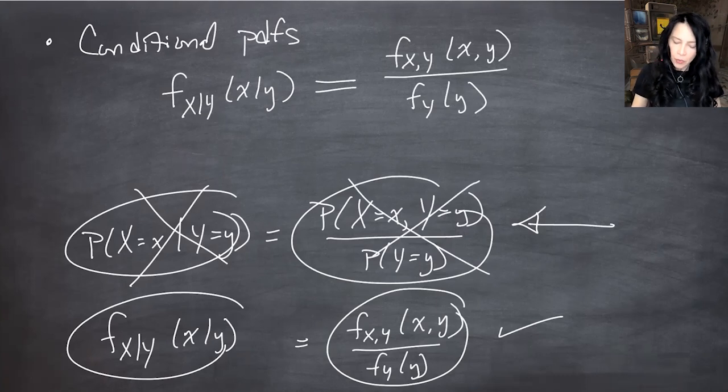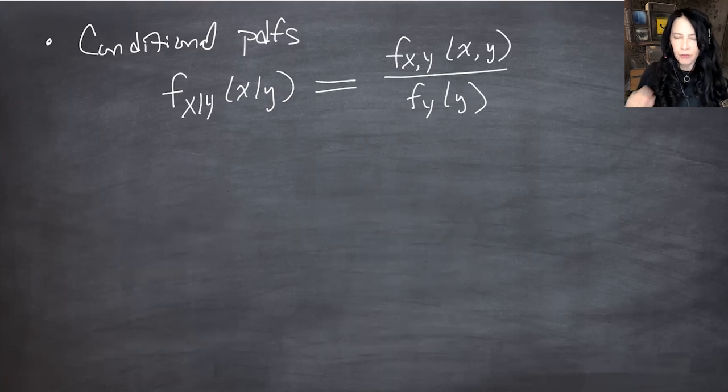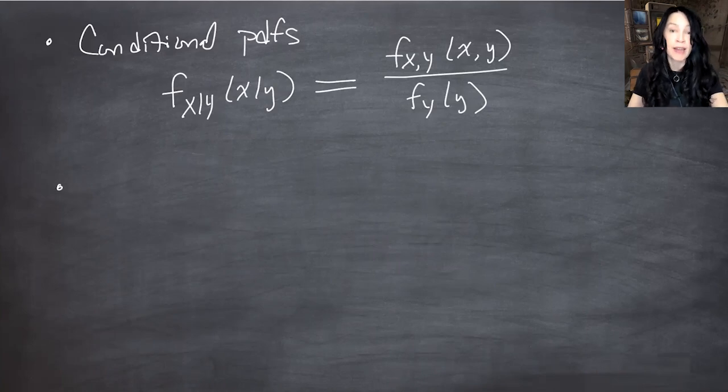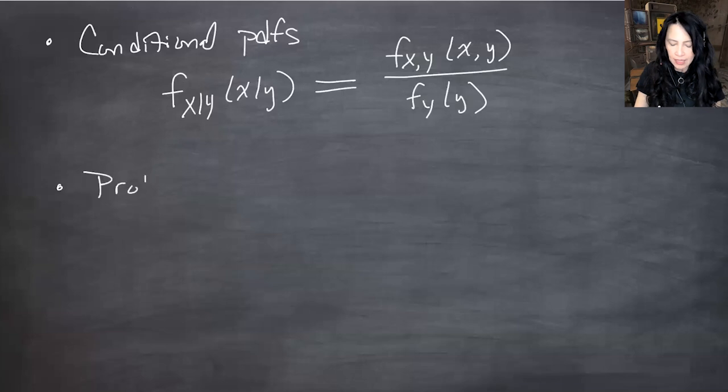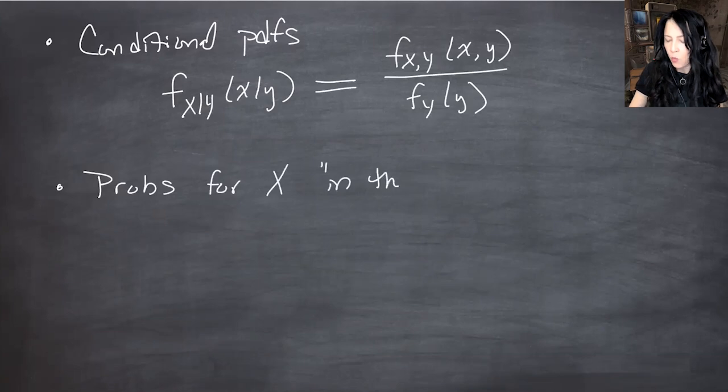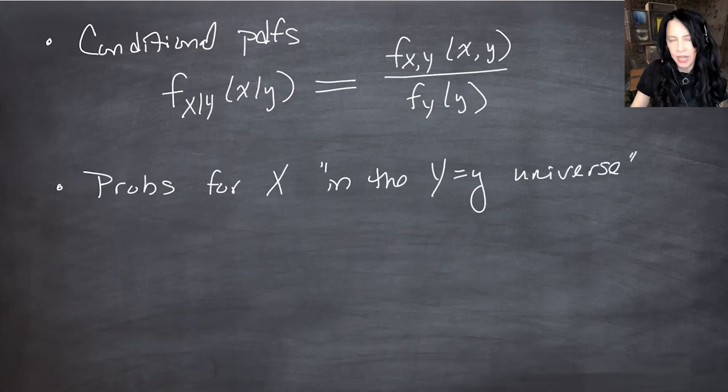And so if you want to find any probabilities for X in the universe where Y equals y, so this bullet is just, I don't know, these are kind of random bullets. Random being street random and not Markov random or probability random. By random, I mean, I have no idea why I'm writing these things in this order, but probabilities for X in the Y equals y universe can be computed by integrating this conditional PDF over whatever.